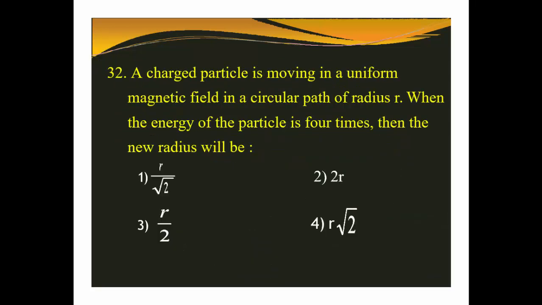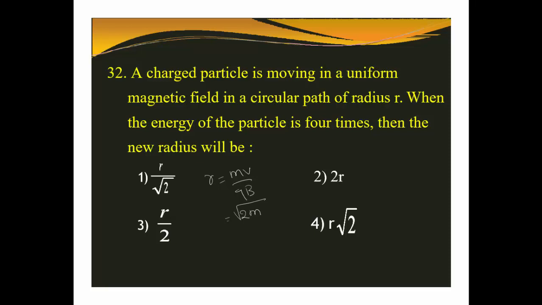Next question. A charged particle is moving in a uniform magnetic field on a circular path of radius r. The radius is r equal to mv by qB. When the energy of the particle is made 4 times, what is the new radius? Here the energy is made 4 times. Let me go back. What is the mv formula?